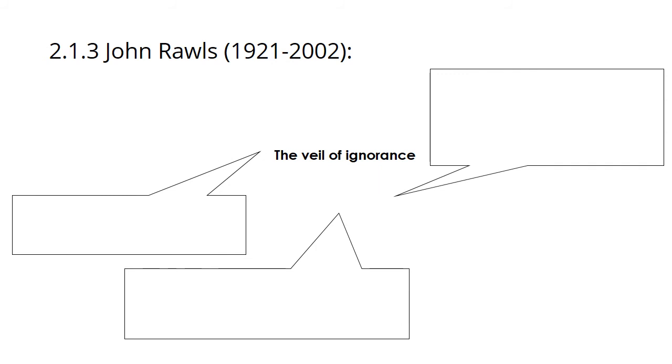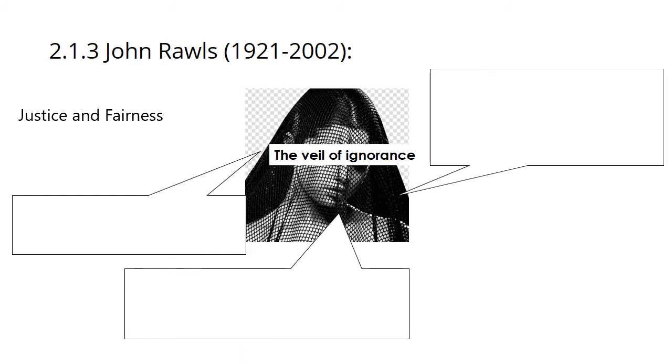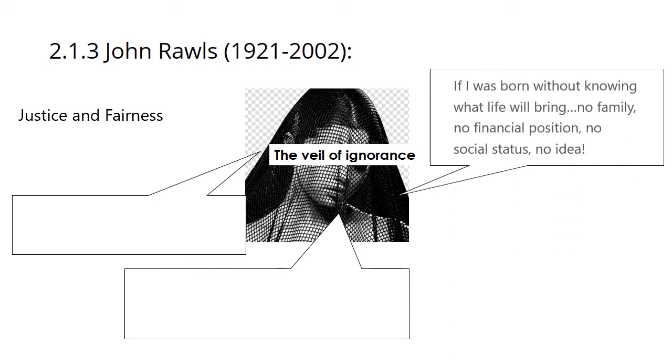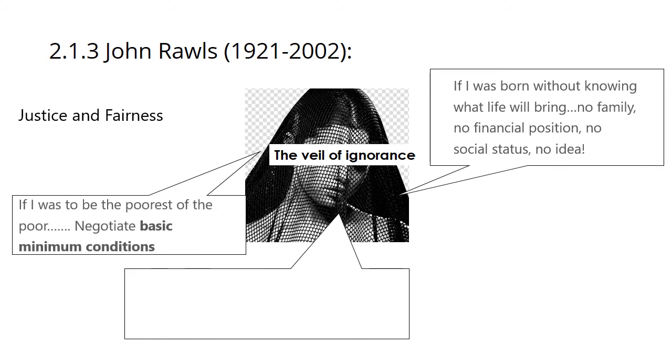John Rawls tried to formulate a social contract which is more concerned with justice and fairness for everyone. His natural state looks different to both Locke and Hobbes, as he uses the metaphor of a veil of ignorance to explain a hypothetical situation wherein everybody is born without knowing what the future may bring. Everybody, in other words, starts from the same place without any idea of their status, financial position, potential, or individual characteristics. From this original position, individuals have to negotiate with each other and with the state for the minimum core conditions that they want to live under.